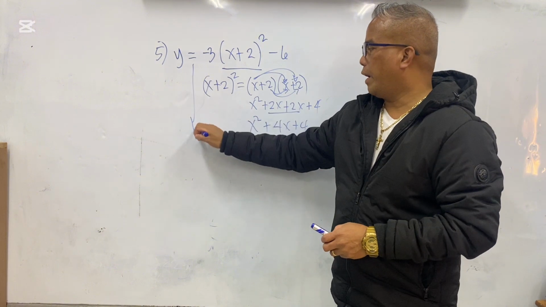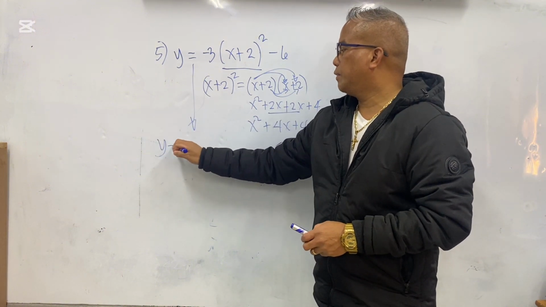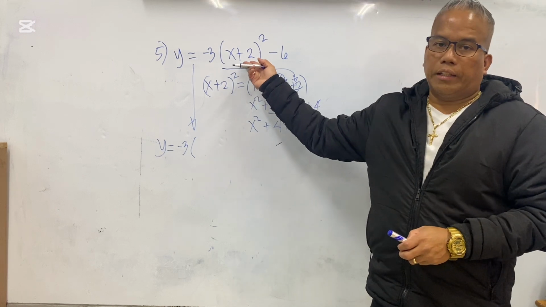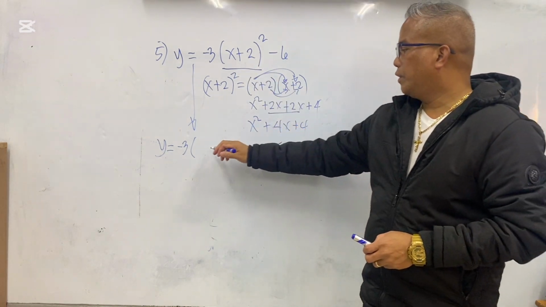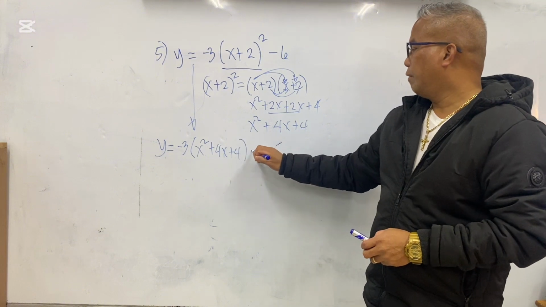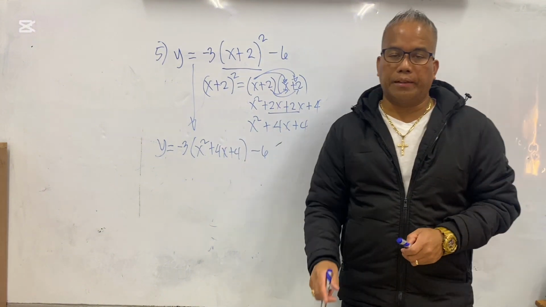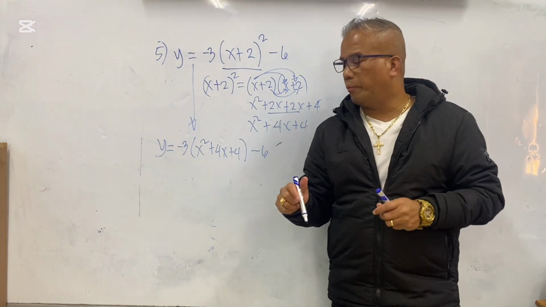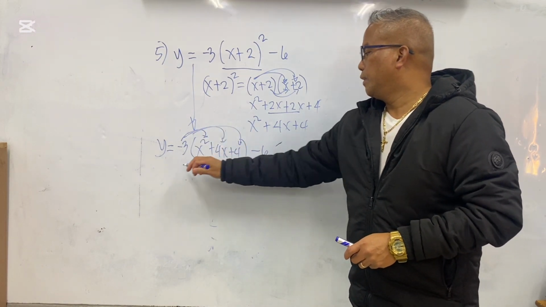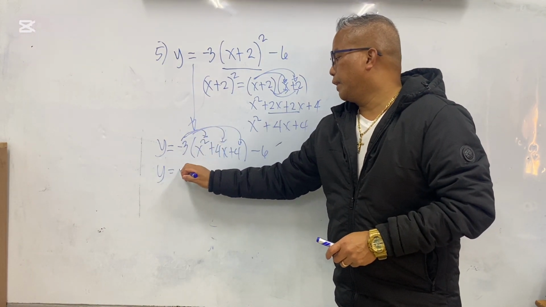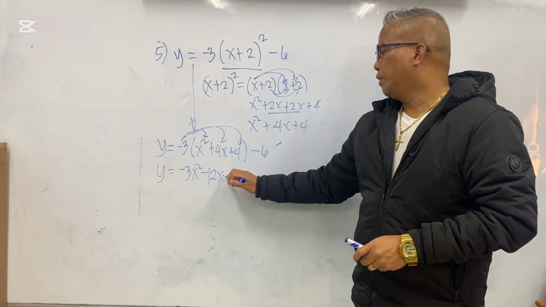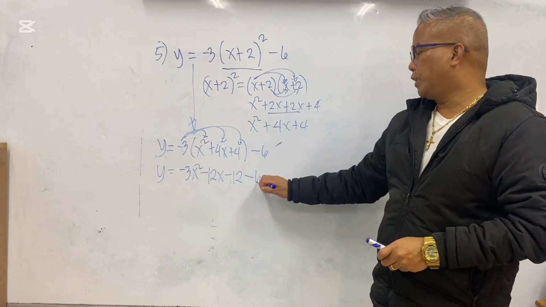So from here, we have y equals negative 3. Then instead of writing this, we are going to write now the answer: (x squared plus 4x plus 4) minus 6. And then you are going to distribute negative 3. Y equals negative 3x squared minus 12x minus 12 minus 6.